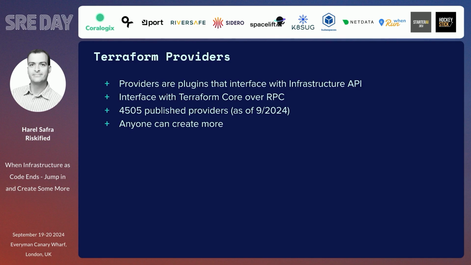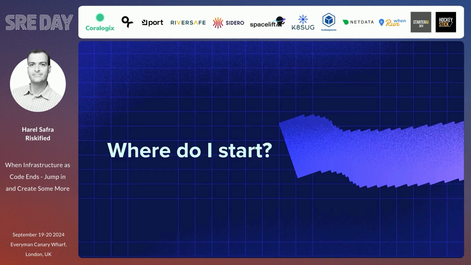And the important thing to remember is that anyone can create a provider. You don't have to be from the company. You don't have to work at HashiCorp, or have any kind of association with the infrastructure you want to manage, except that you want to manage it with Terraform. And there's a provider, or there isn't a provider, and you want to work on that. So where do I start?